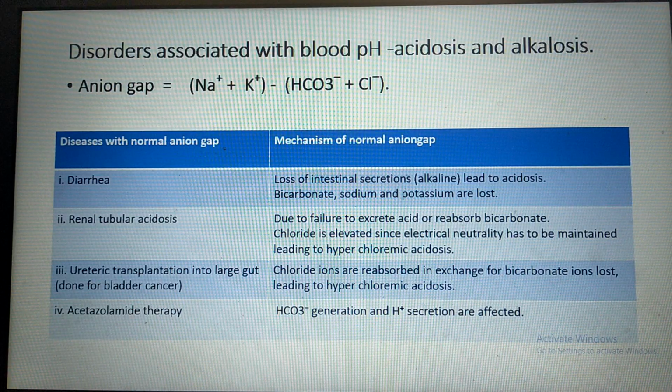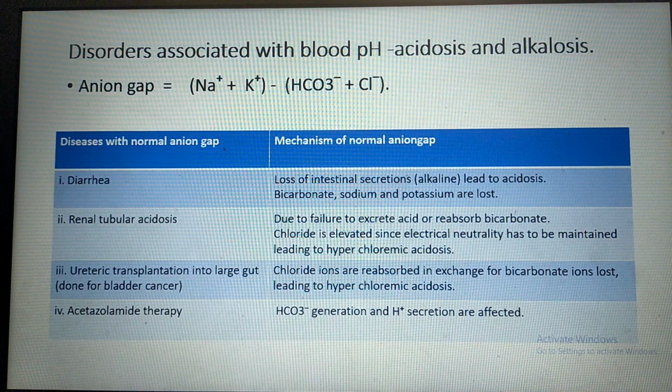Now when these bicarbonate ions are lost, that means negative charges are lost. To maintain the electrical neutrality, chloride ion increases in the body. When there is loss of bicarbonate through the urine because of non-absorption of bicarbonate ion by the kidney, negative charge is lost, so chloride ions are retained in the body. Therefore it is also called hyperchloremic acidosis. If you see the anion gap formula, bicarbonate ion decreases and chloride ion increases. Therefore, the sum of bicarbonate and chloride remains the same. But as H plus ions are retained in the body, it is acidosis, and chloride ion increases, therefore it is called hyperchloremic acidosis.